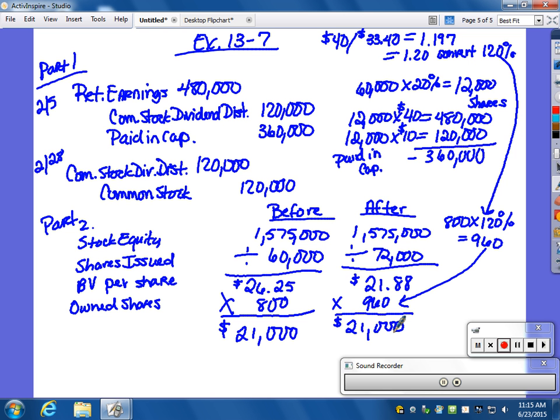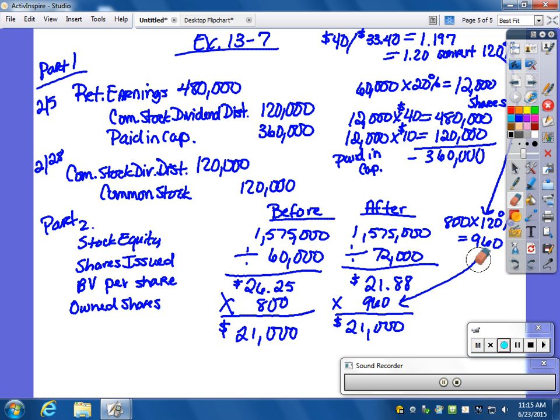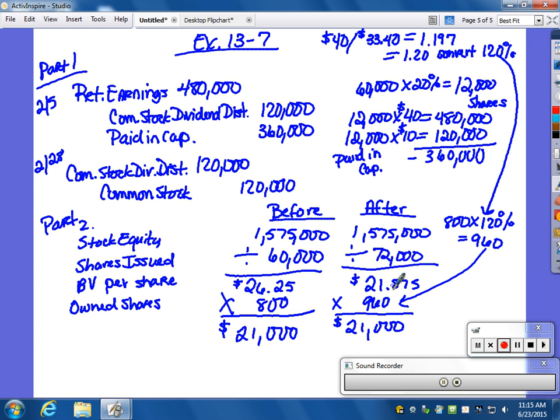What they're trying to do is match the before and after. So we would just assume 21,000. If you didn't round up to 21.88, then it would be 21,000. What was that 21.88 before? 21.875. Leave it at that. Should come out to 21,000. Okay, that's part 2.